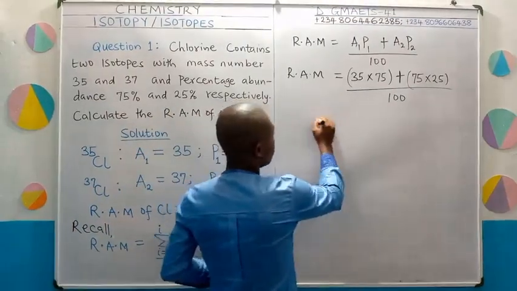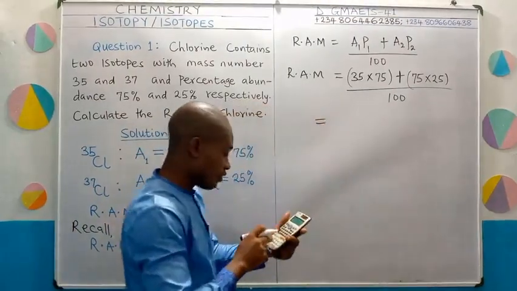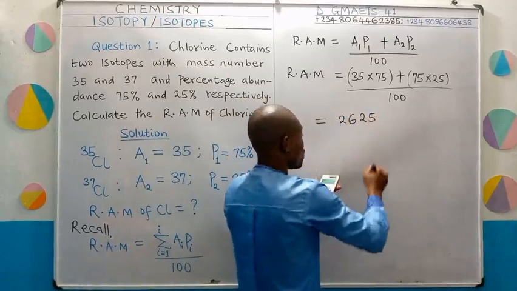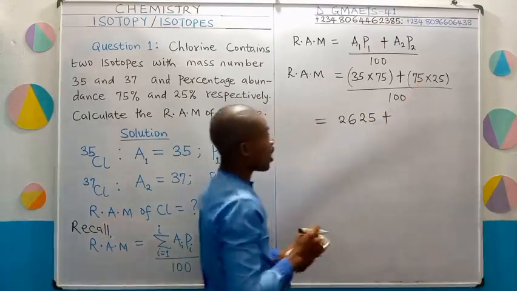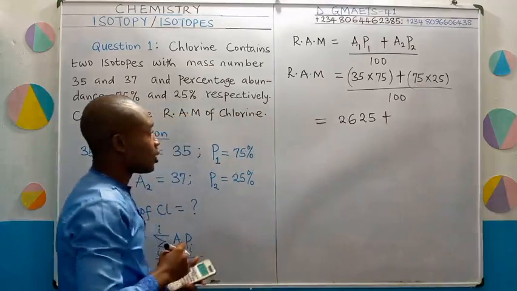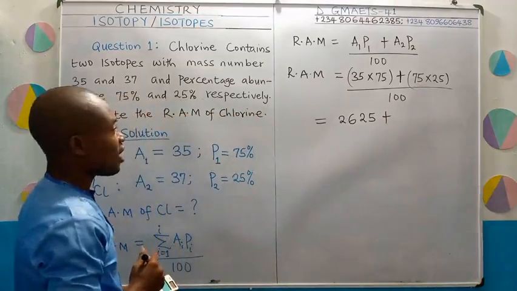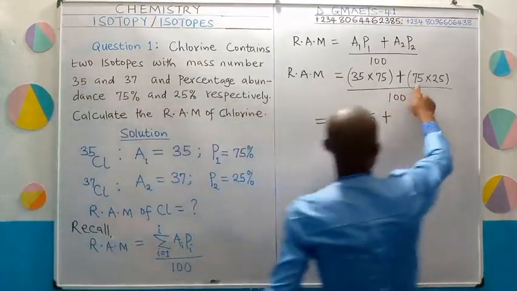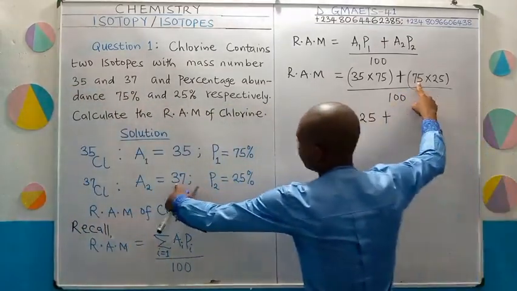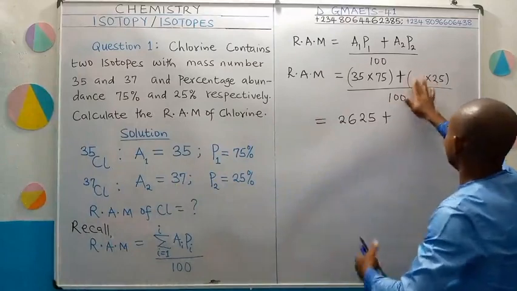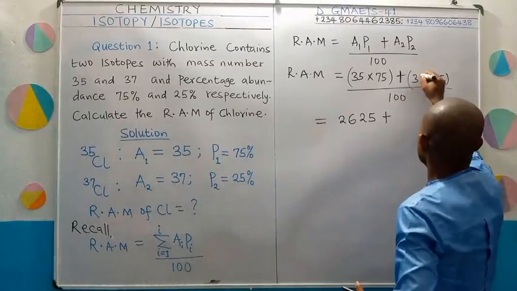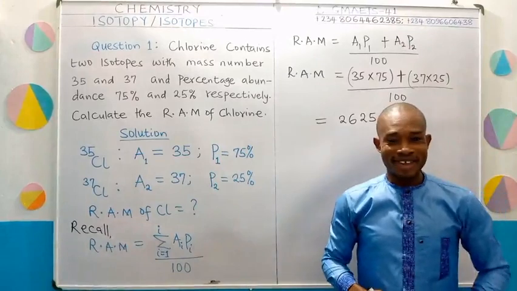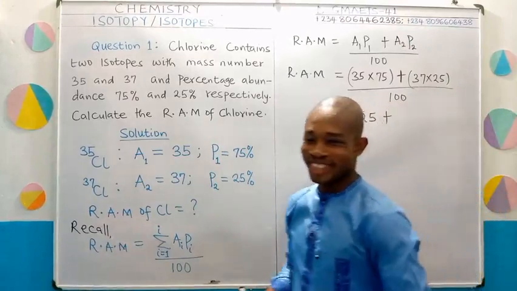So RAM will be equal to 35 times 75. This gave me 2625. Then 75 times 25. Something seems to be wrong there. Let's look at this, A2, the mass number of the second isotope. This is supposed to be 37. Okay, 37. I'm sorry for that error. That makes me a human, okay?